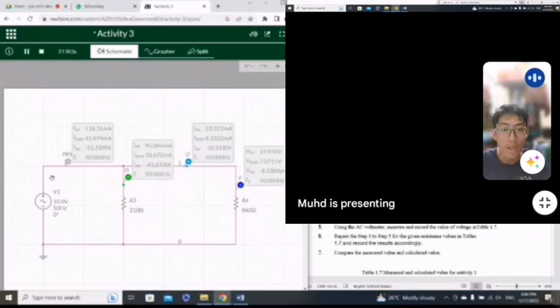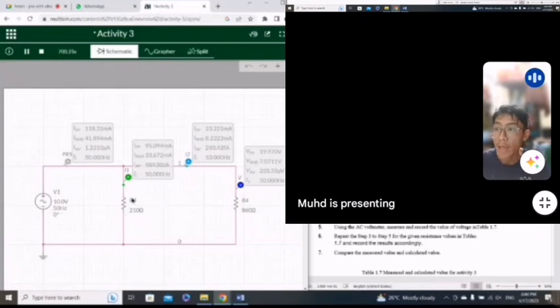So the total current flow, IRMS, is 41.894 milliampere and the current flow to R3 is 33.672 milliampere and the current I2 flowing to R4 is 8.22 milliampere. The VRMS that we get at R4 is 7.0711 volt. Same for R3, 7.0711 volt, because it is a parallel circuit.